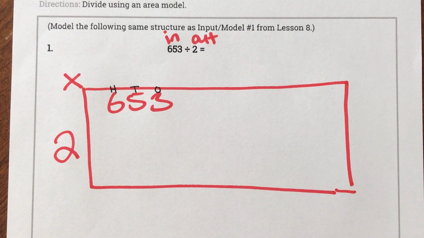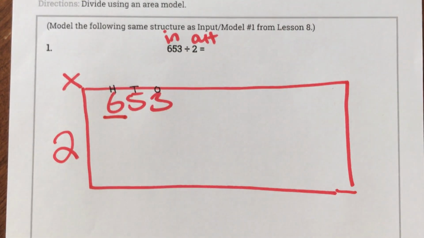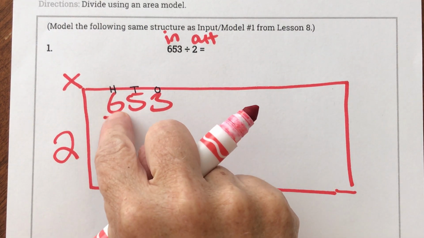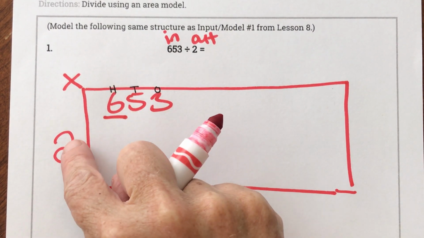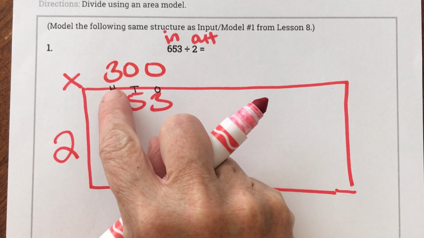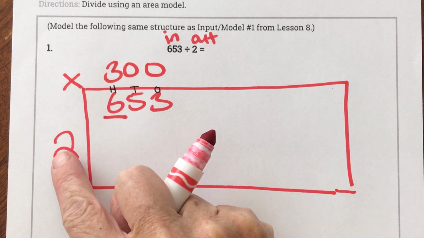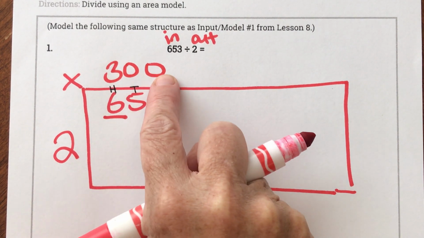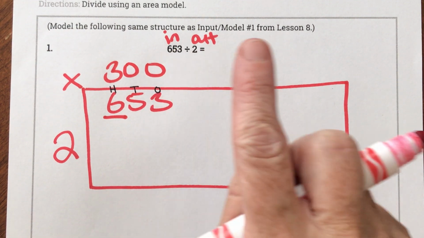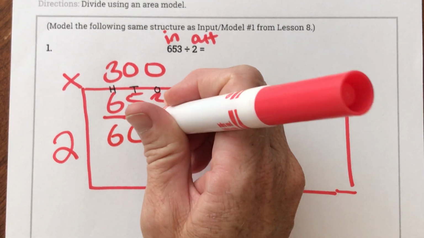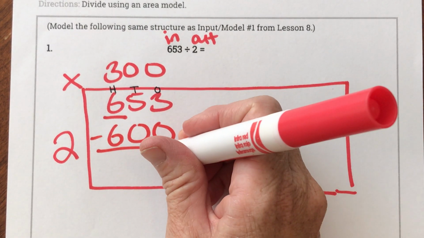Okay, so I'm going to start and say, can 2 fit into 6? Yes, 2 can fit into 6 3 times. But this isn't 6, this is 600. So it's not going to be 3, it's going to be 300 because I'm in the hundreds place value. Then we have 300 times 2 is 600, and I'm going to subtract.